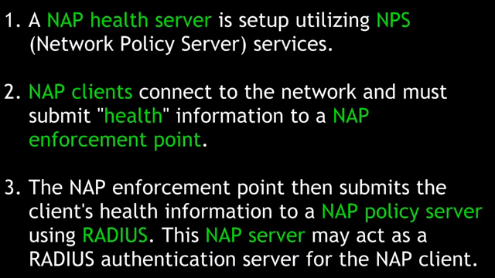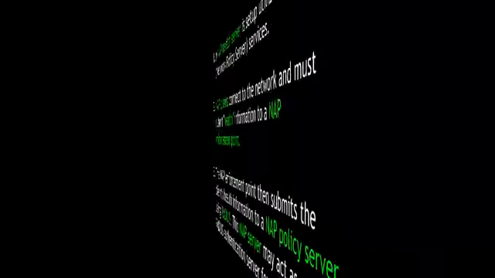A short breakdown of NAP is as follows. First, a NAP health server is set up utilizing NPS, or Network Policy Server services. Second, NAP clients connect to the network and must submit health information to a NAP enforcement point. Third, the NAP enforcement point then submits the client's health information to a NAP policy server using Radius. This NAP server may act as a Radius authentication server for the NAP client.